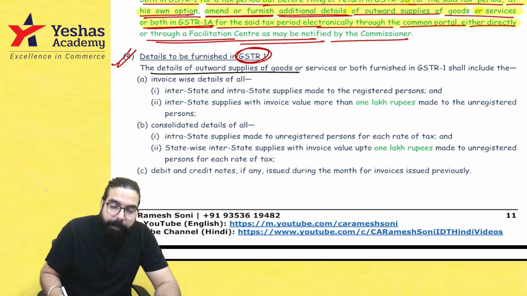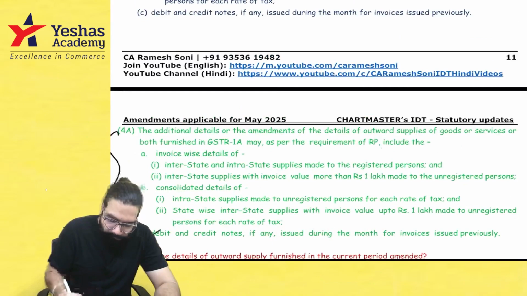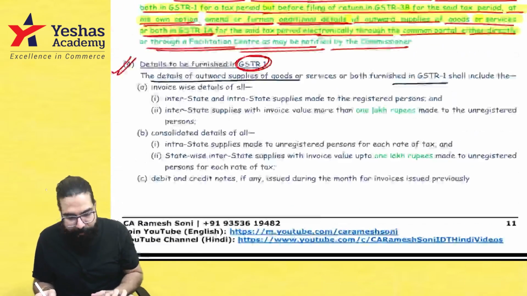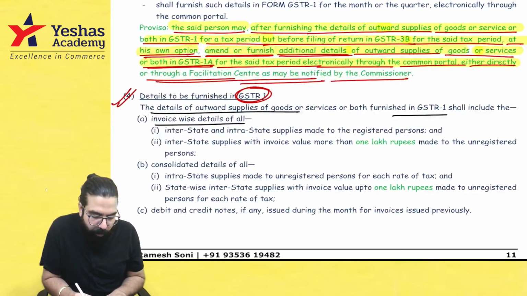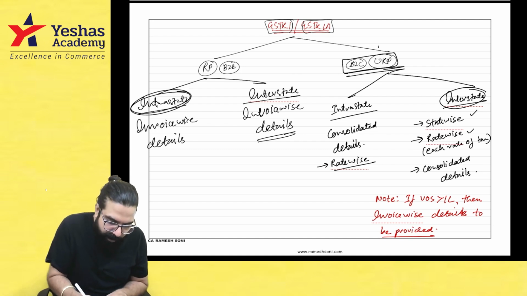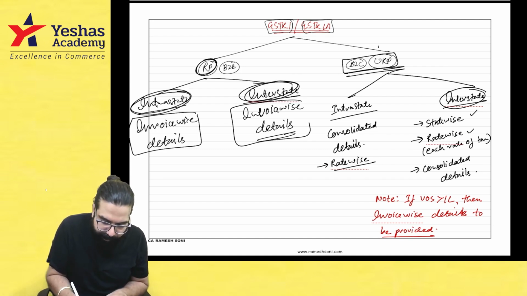The details of outward supply, the sales details which you are showing in your GSTR1, the same thing is there now told for GSTR1A. Invoice wise, intra-state or interstate supply made to a registered person. When you are making a supply to a registered person, whether it is intra or inter, you give invoice wise detail. Done, sir.